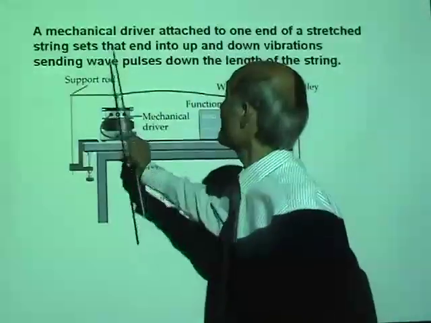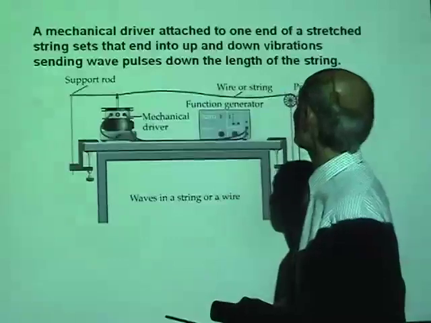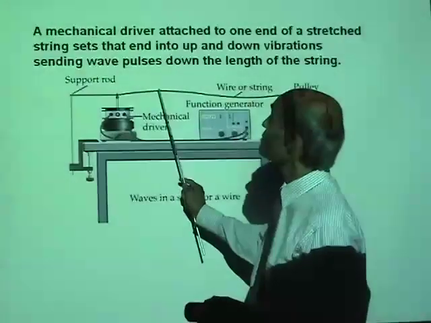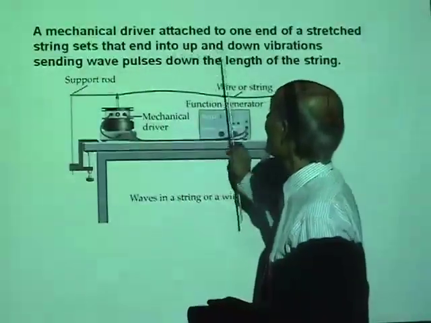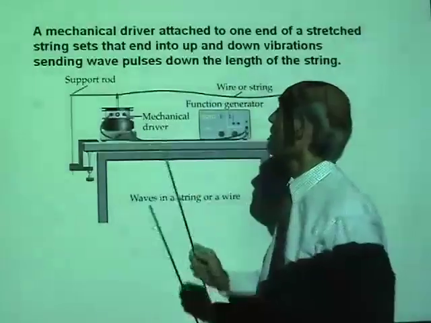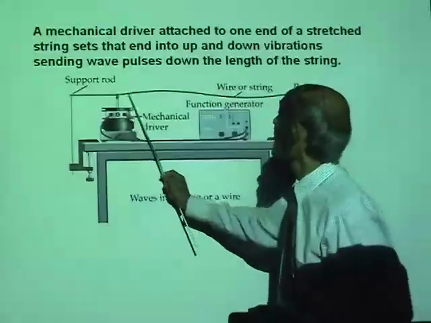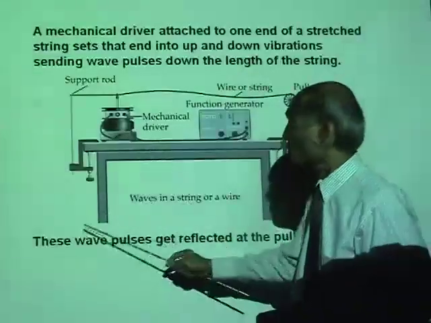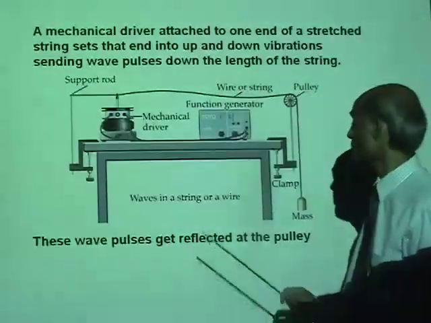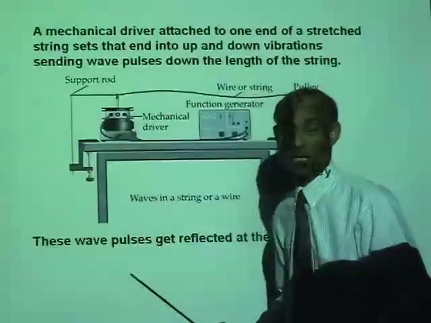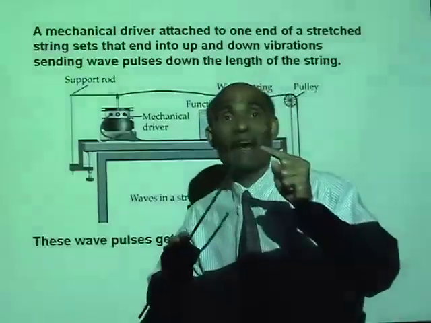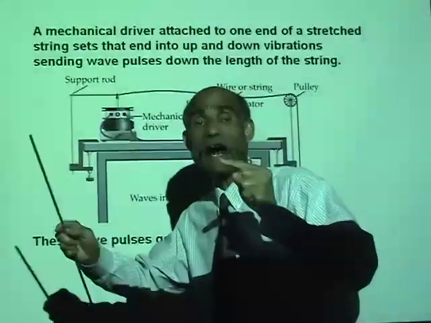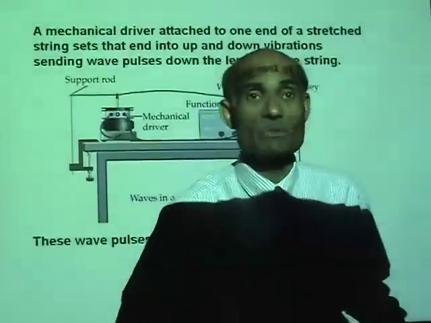Well, a mechanical driver attached to one end of a stretched string sets that end into up and down vibrations, sending wave pulses down the length of the string. Now, these wave pulses get reflected at the pulley. That means you have an advancing wave and a reflected wave.